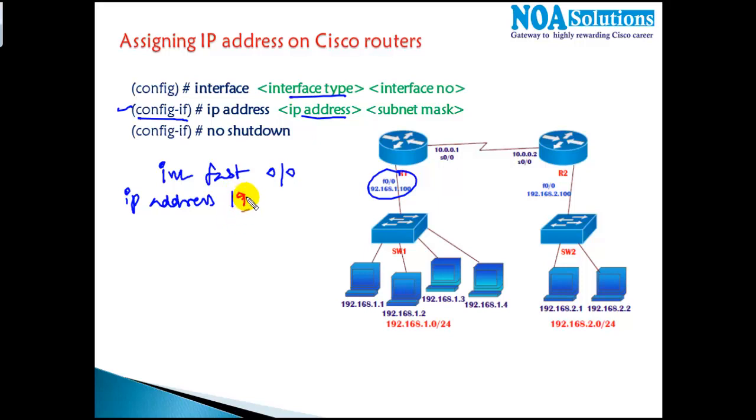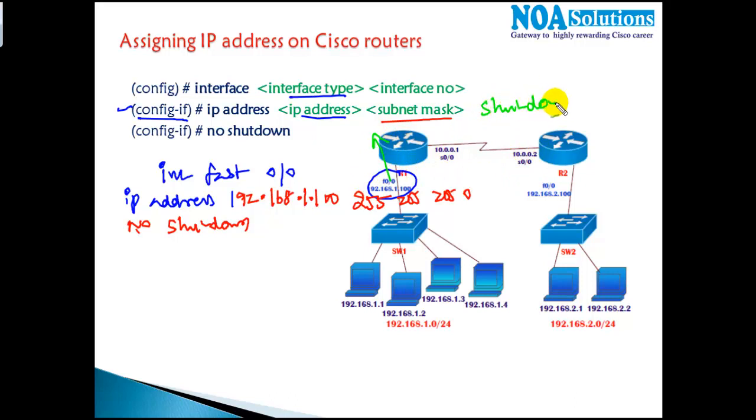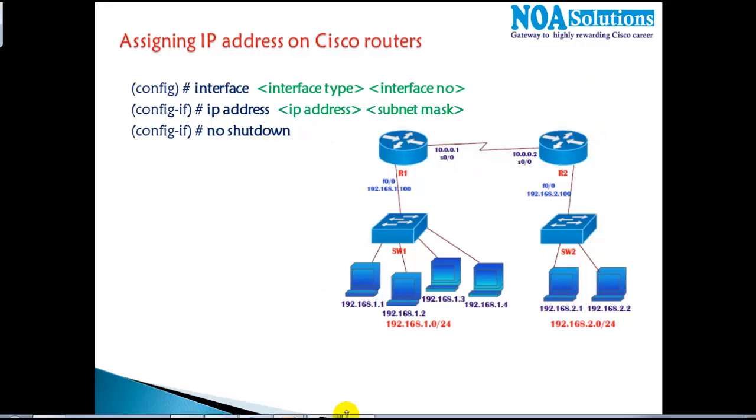I think we decided 192.168.1.100, and then give some space and write down the subnet mask. So I'm using 255.255.255.0 subnet mask. And then I have to give the no shutdown command. This command is mandatory, because by default all the interfaces of the router will be in shutdown state. Shutdown means they are in down state by default. We need to make sure that we make them up.